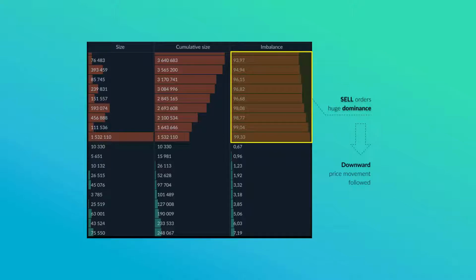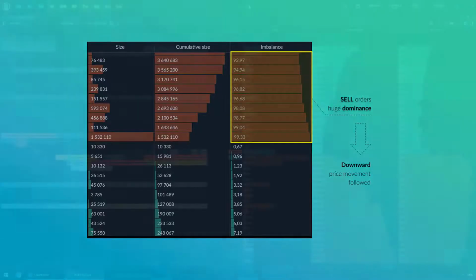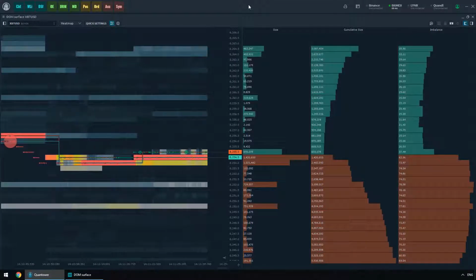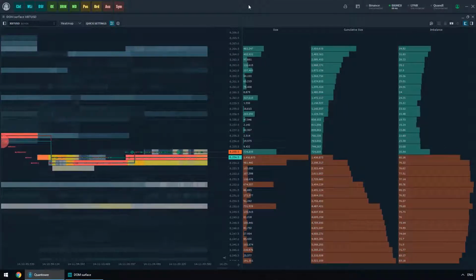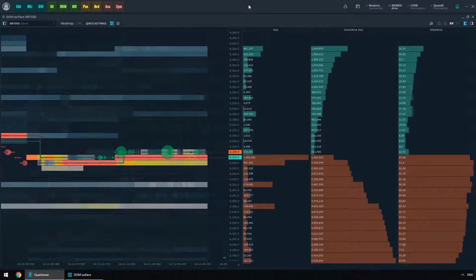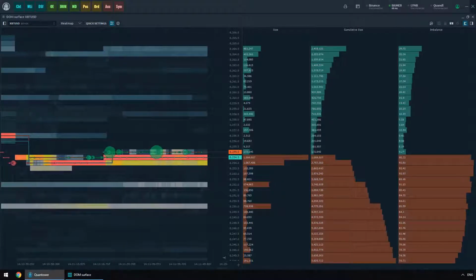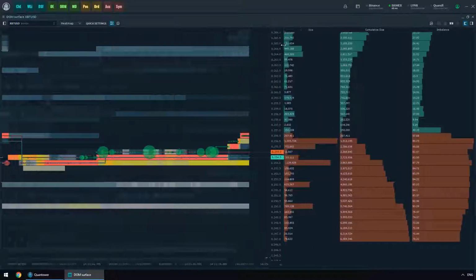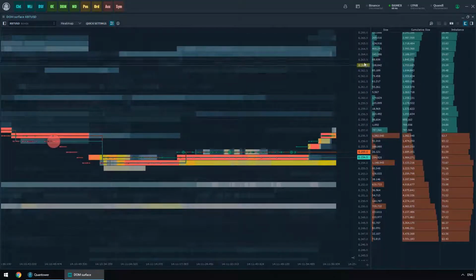Finally, let's say a few words about how you can combine the DOM surface analysis with other techniques. One of the best options is to combine the DOM surface with volume analysis technique, because volume analysis allows you to determine significant levels of resistance and support, while the DOM surface technique allows you to monitor the state of the market in real time and see if there's a real interest of market participants when approaching the level.